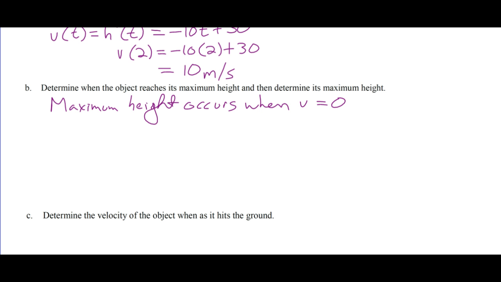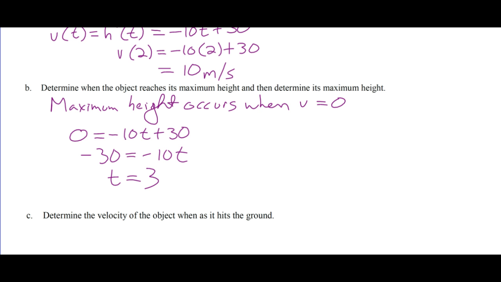All right, so we know that the velocity is the change in height. We have an expression for that, right? So we want 0 is equal to negative 10t plus 30. So what's t? I mean, we do a little bit of work, I suppose, right? Negative 30 is equal to negative 10t. So t is 3. So the maximum height occurs.